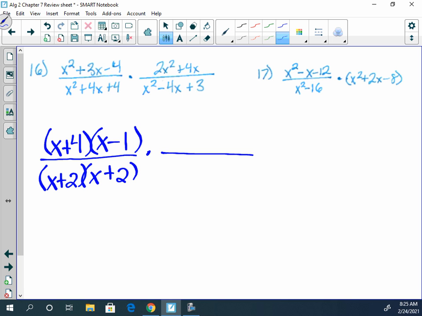Now 2x squared plus 4x, this is a little bit easier, because they do have a greatest common factor of 2x. When we factor 2x out of 2x squared, we're left with x. Our 4 divided by 2 would give us 2, and the x factors out completely. Now we have x squared minus 4x plus 3.